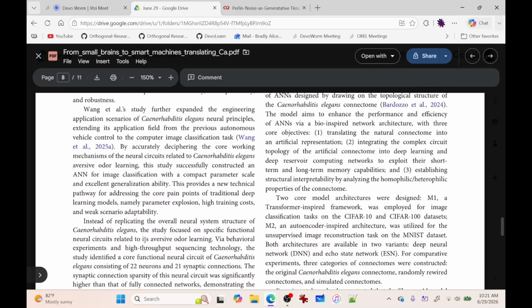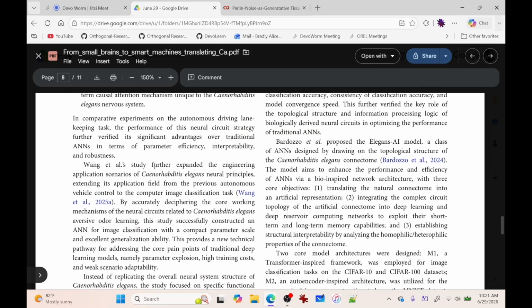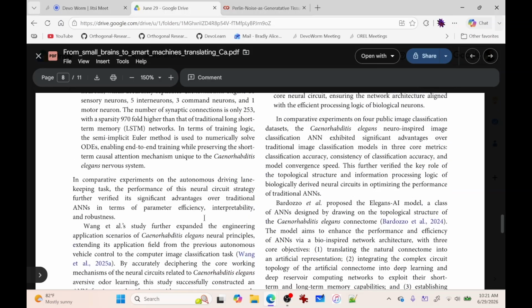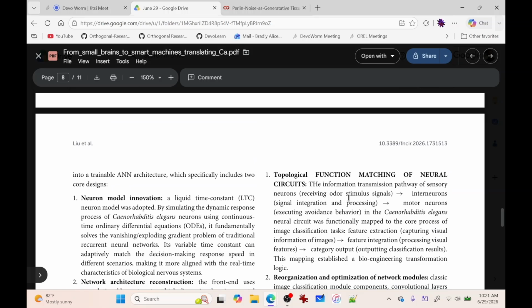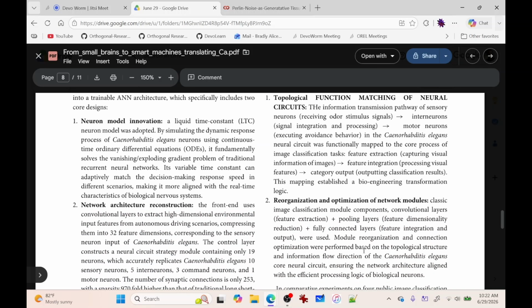Then they have this other study, Wang et al., where they expand the engineering application scenarios, extending its application field from the previous autonomous vehicle control to the computer image classification task. In this case, we have two factors. First, topological function matching of neural circuits. The pathway from sensory neurons to interneurons to motor neurons is functionally mapped to the core process of image classification tasks such as feature extraction, feature integration, and category output.